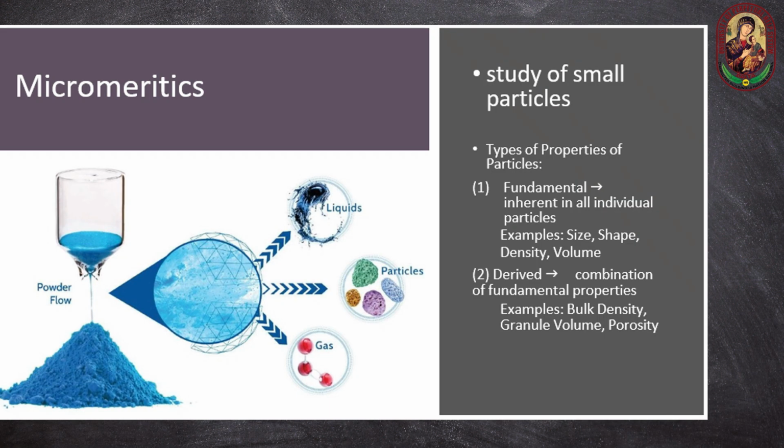This field focuses on the study of small particles, the powders and solids that make up many of our pharmaceutical products. Micromeritics examines two main types of particle properties. First, the fundamental properties, which are inherent to every individual particle, like size, shape, density, and volume. Second, the derived properties, which come from combining those fundamentals, such as bulk density, granule volume, and porosity. These properties determine how powders flow, mix, compress, and even how fast a drug dissolves in the body.